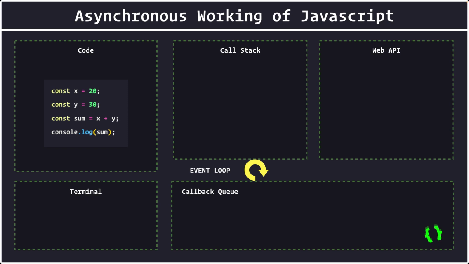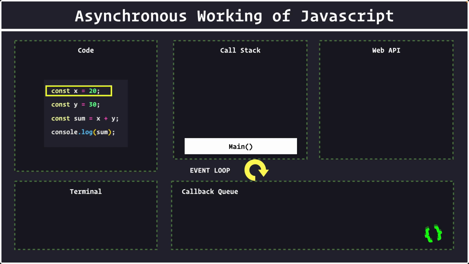The first thing that is going to happen is that our script is going to get wrapped in the main function, which starts the execution. When something gets added to the call stack, it means that it is going to execute. So the engine is going to start parsing our code from line 1. Here we declared a constant x with the value 20, and then we declared a constant y with the value of 30. Then we move on and do a simple console.log of x plus y.